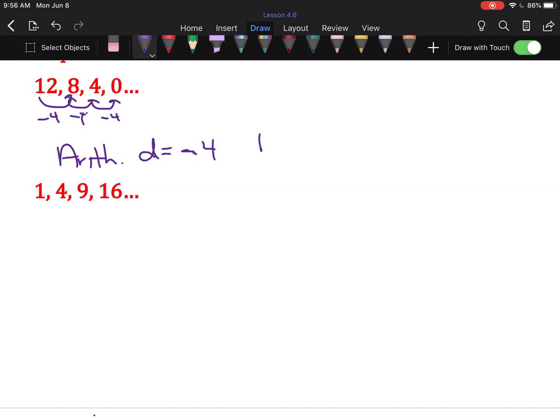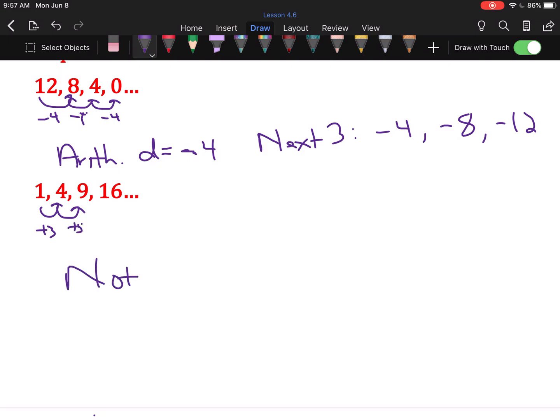And the next three terms. So where they left off is 0, so 0 minus 4 is negative 4. Negative 4 minus 4 is negative 8. Negative 8 minus 4 is negative 12. Next sequence. To get from 1 to 4, we add 3. To get from 4 to 9, we add 5. We can stop right there. As soon as that's not the same, we know it's not an arithmetic sequence.